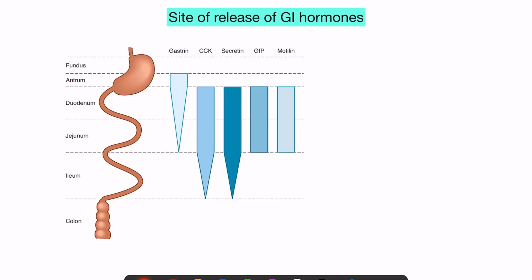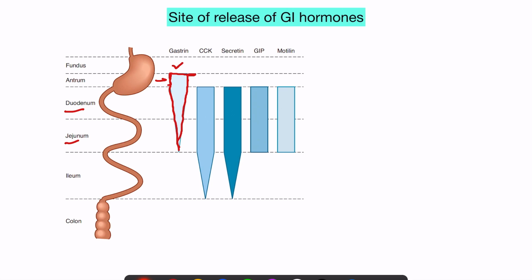Now, what is the site of release of GI hormones? This diagram is taken from Ganong, and it is showing the major site of the release of the hormone and minor site as well. So if you see gastrin, it is majorly released from the antrum. The breadth of this arrow shows the major site of the release, and then it is tapering. So it is also released from duodenum and jejunum, but the amount released is decreasing. From the antrum, the maximum amount is released.